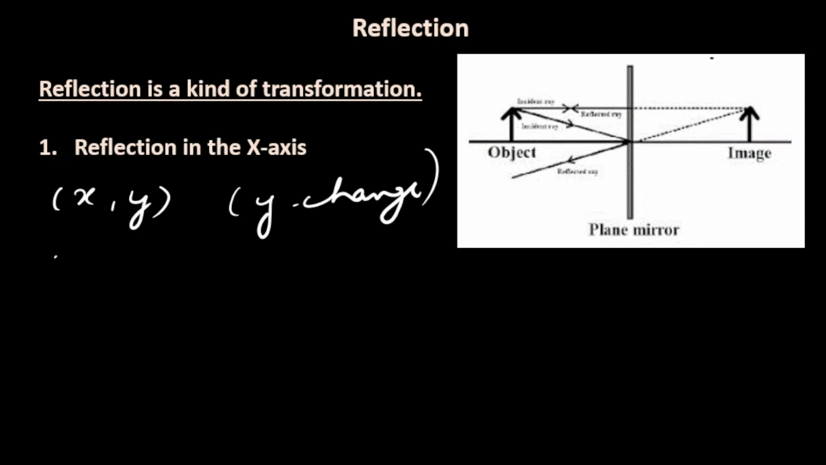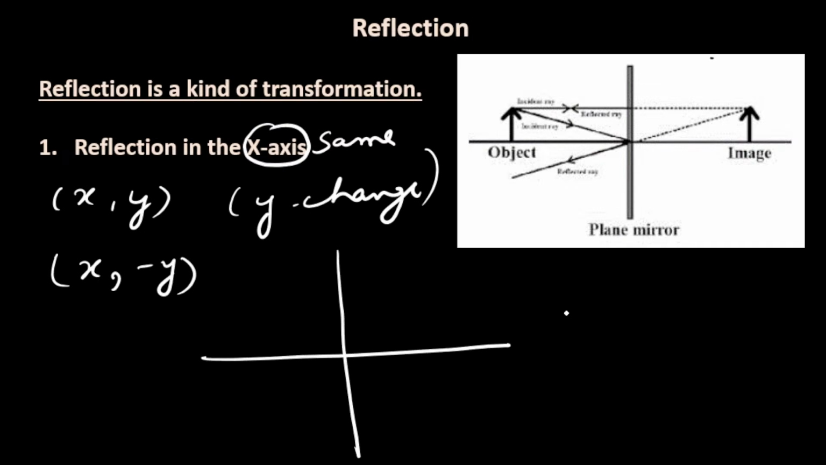That means change in the sense y will become negative. So for the x-axis, x will remain the same and the y coordinate will change. Here you can see, I'll show you with this concept: this is the x-axis, this is the y-axis.